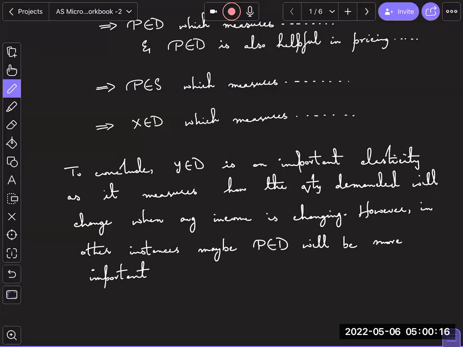Or even if the prices are not changing and the incomes are not changing, but the demand of a substitute or a complement is either increasing or decreasing, in that instance XED will be more important. So you can just write the counter by taking only one elasticity, or if you want to write about the others too, you can write that PED can be important because of this reason, PES because of this reason, or XED will be important because of these reasons.